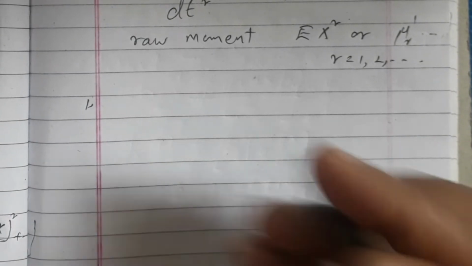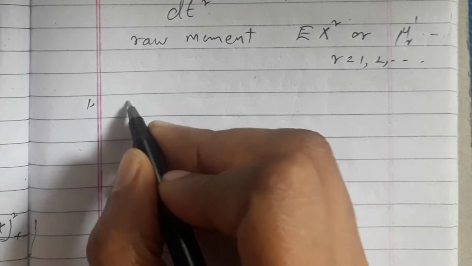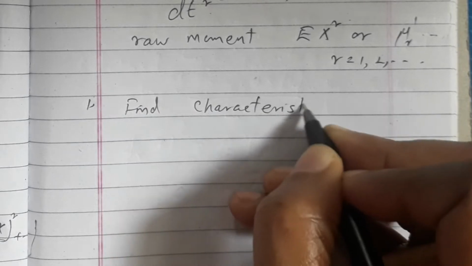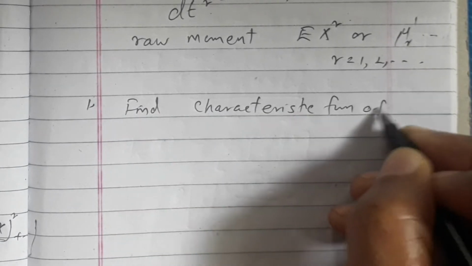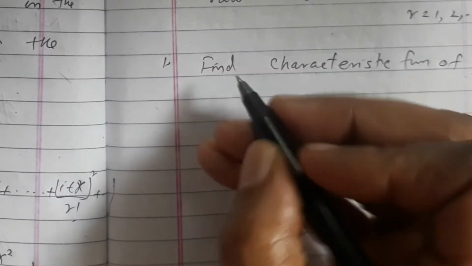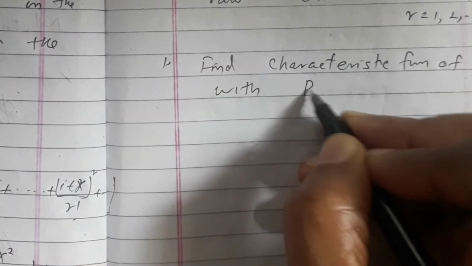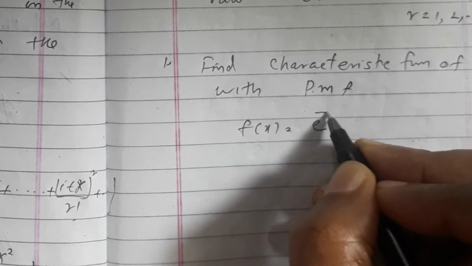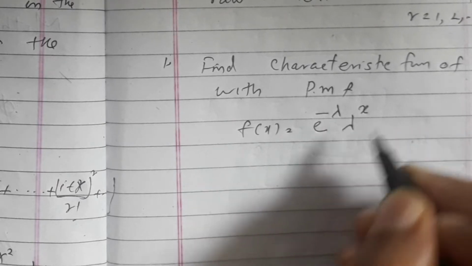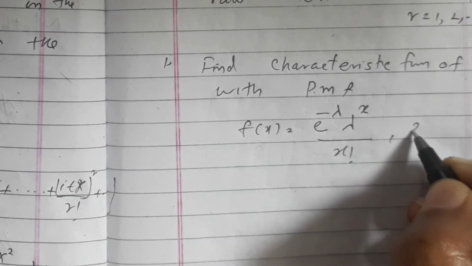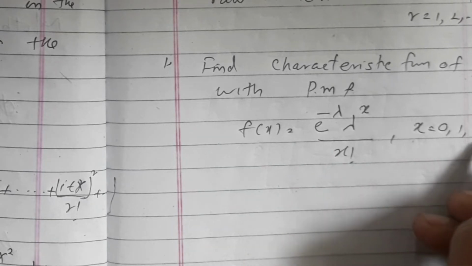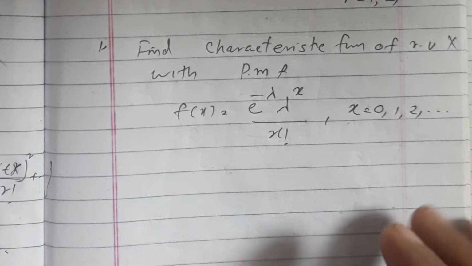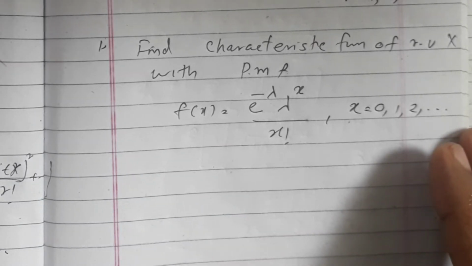Next, a problem. Find characteristic function of a random variable x with the probability mass function f of x equal to e raised to minus lambda lambda raised to x by x factorial, x is equal to 0, 1, 2, etc. This is Poisson distribution. You will study this distribution in this semester.